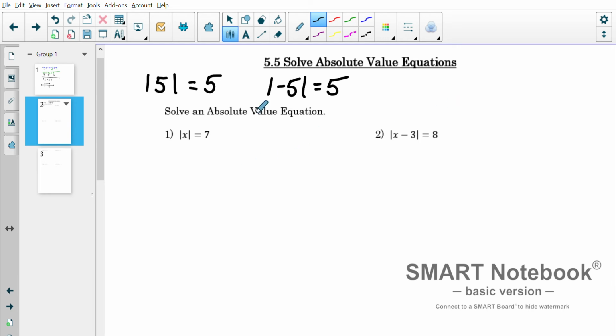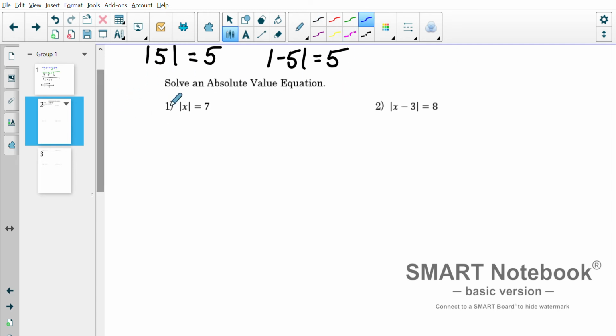So this is going to help us tremendously as we solve these equations, because let's look at number 1 here. It's saying the absolute value of what number is equal to 7. So it's asking what number is 7 spots away from 0 on a number line. Well, you can go 2 directions on a number line. We can go in the positive direction, or we can go in the negative direction.